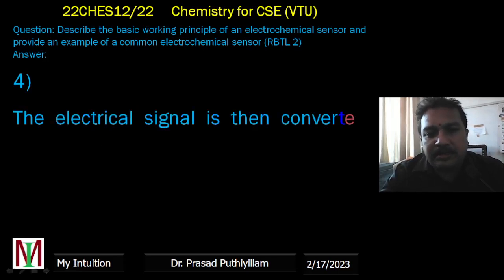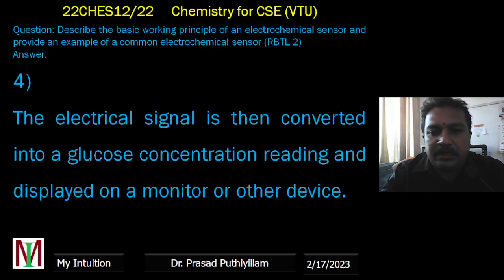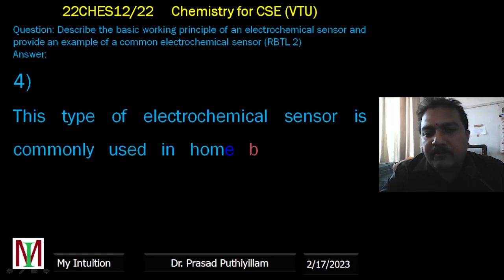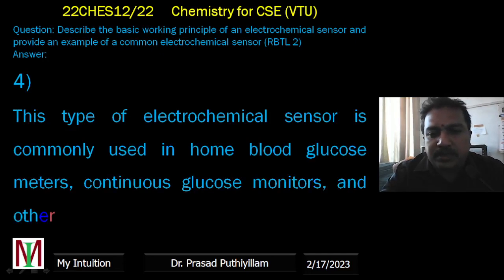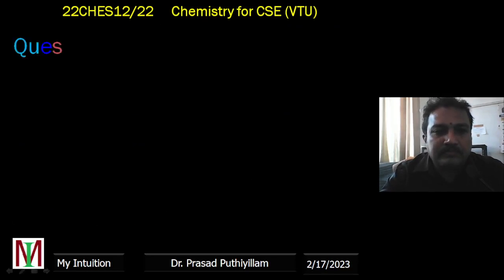Now glucose sensors are very common in day-to-day life. The electrochemical signal is converted into a glucose concentration reading and displayed on a monitor or other devices. So that is one of the examples. This type of electrochemical sensor is commonly used in home blood glucose meters, continuous glucose monitors, and other medical devices.